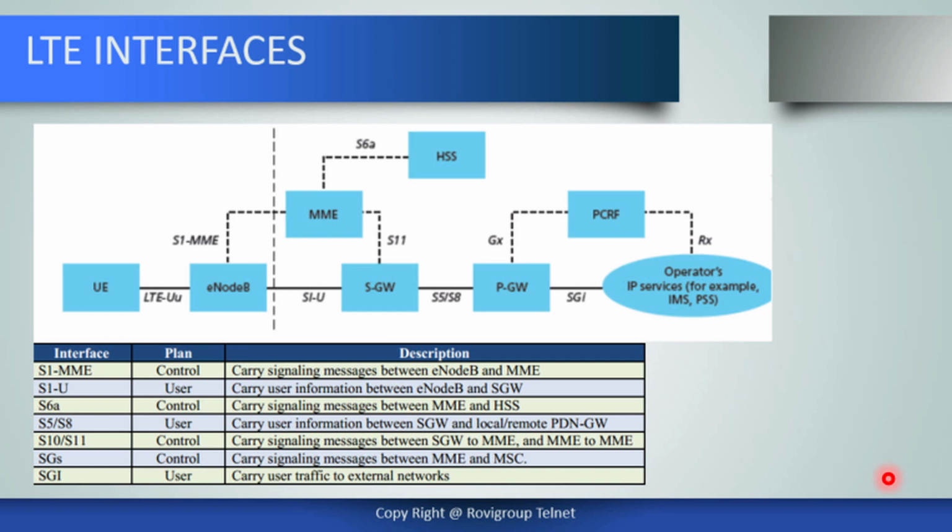Here in this figure you can see different interfaces of LTE radio network. At the radio side, the UE is connected with eNode B through the Uu interface. The eNode B is connected with the serving gateway as well as the MME through the S1 interface, which is further split into S1-U and S1-MME interface. The serving gateway has a connection with the packet gateway through the S5 or S8 interface, and the packet gateway is connected to the ISP service provider through the SGi interface.